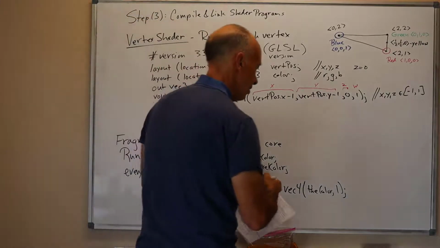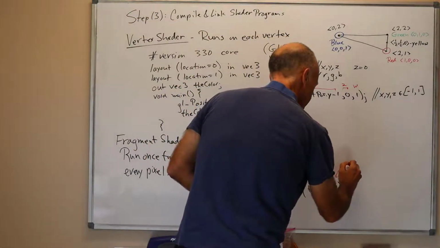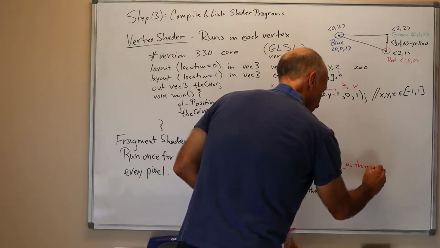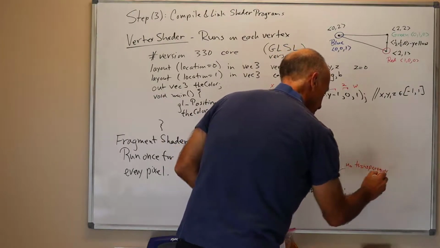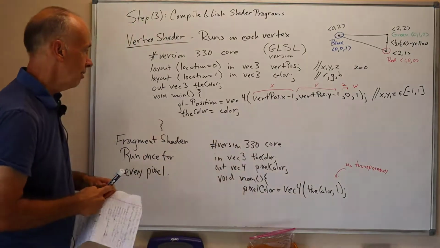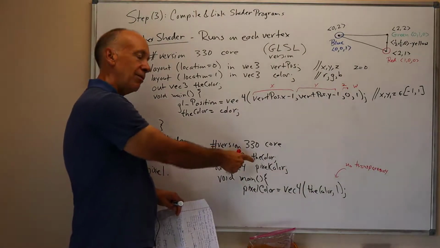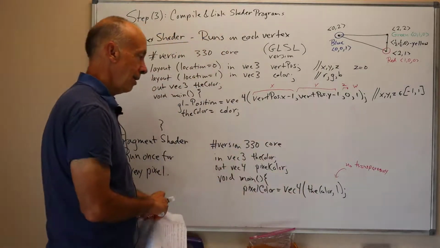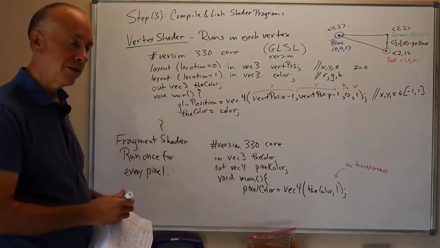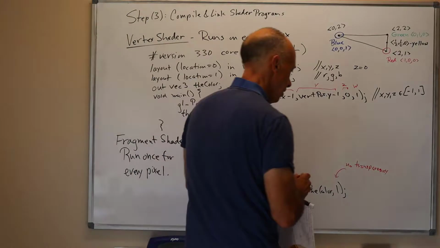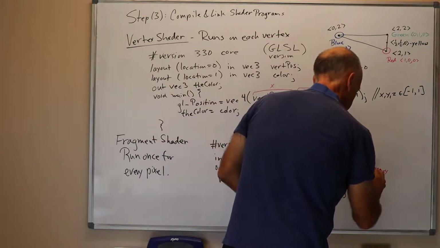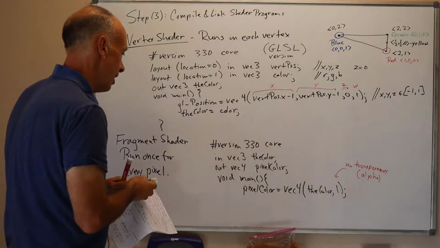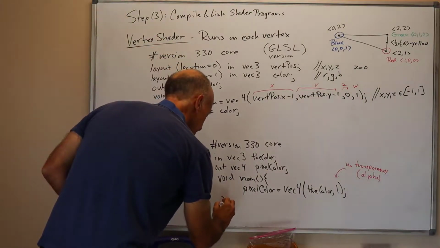So the 1 there indicates no transparency. The 1 gives how opaque the image is. So we just take the RGB values that were in the vec3 variable the color. They become the RGB values for the pixel color, and we set the transparency or alpha value equal to 1. This is sometimes called an alpha value. And that is the whole fragment shader.